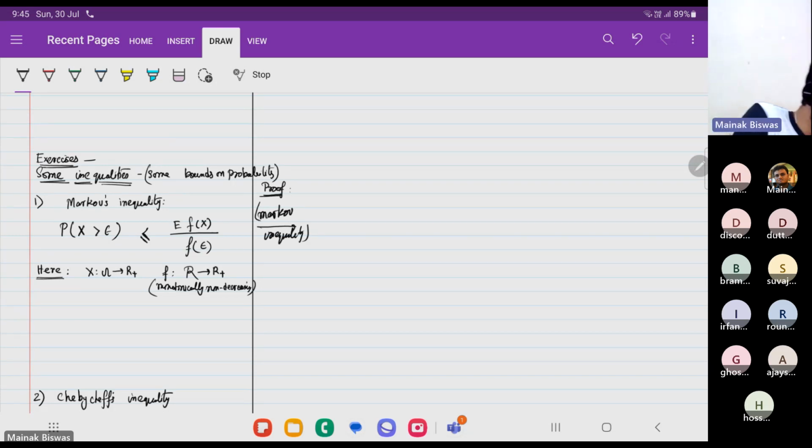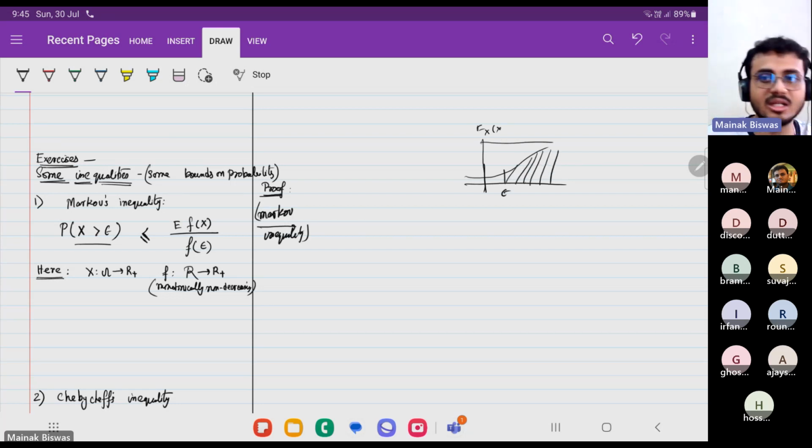What does it say? The value that a random variable takes, a value greater than epsilon. So let this be x, f of x. Let this value take a value greater than epsilon. It can be written by an expectation of any function, by the value of the function at that epsilon.